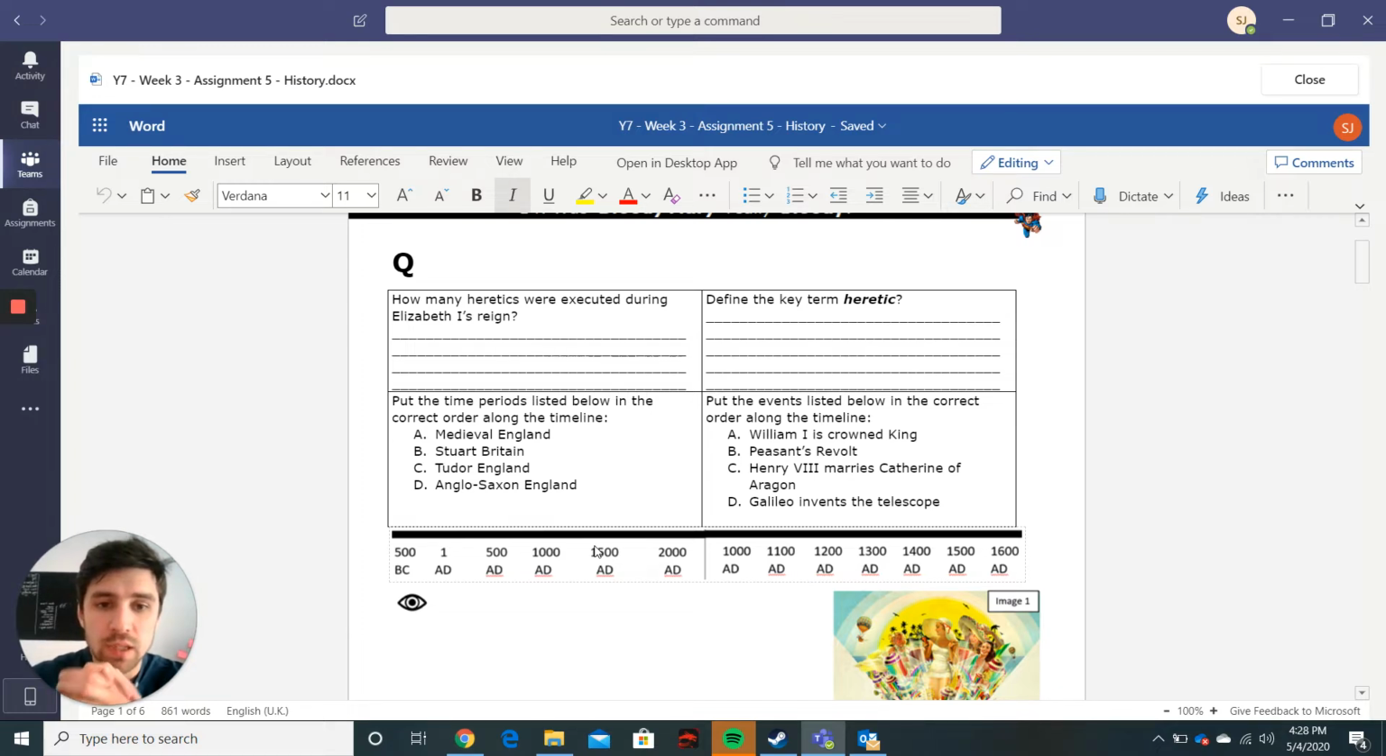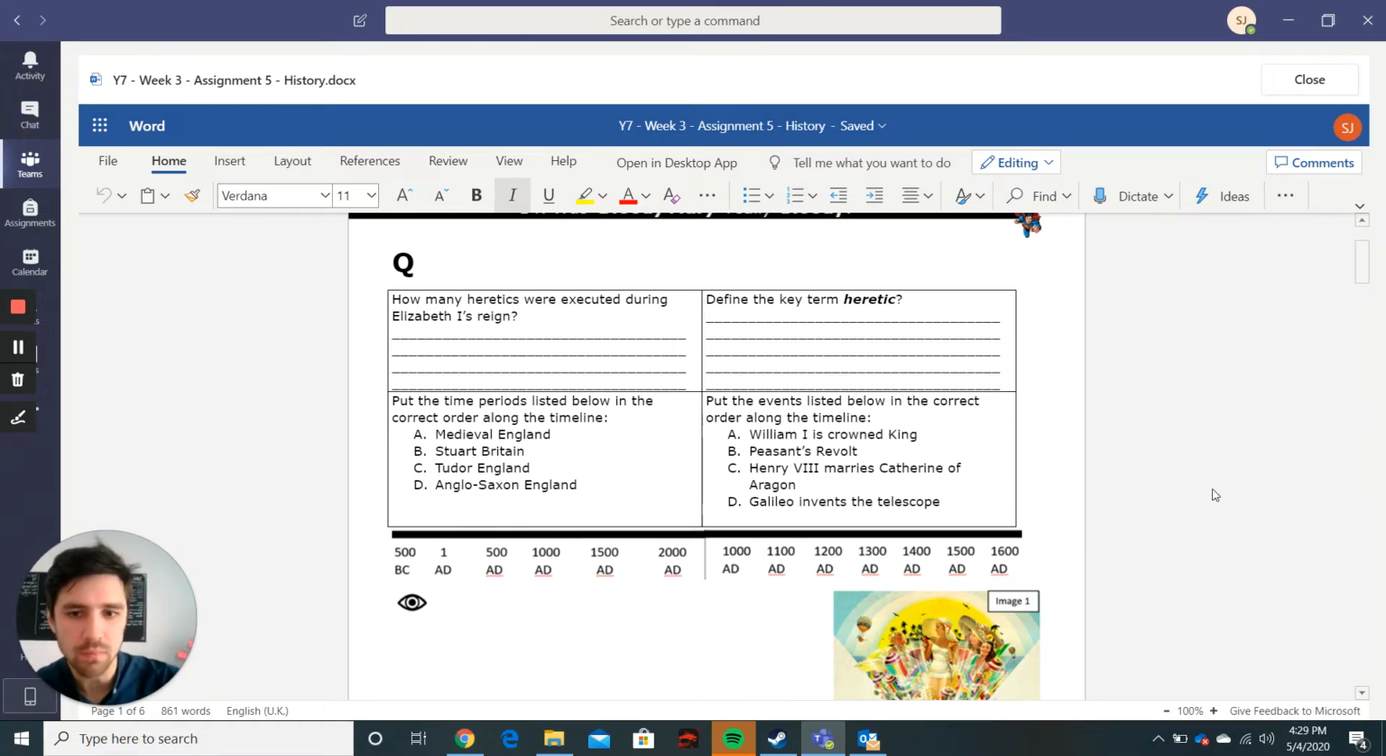And those events in order: William I is crowned king on the 25th of December, 1066, Christmas Day, 1066. The Peasants' Revolt was in 1381. Henry VIII, and I'm actually going to go and check that myself because Mr. Jones has forgot. Thanks, Google. Henry VIII married Catherine of Aragon in 1509, and Galileo invented the telescope in the 17th century, in the 1600s.